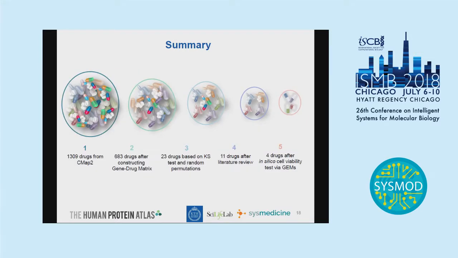So, as a summary, I started with the 1,309 drugs from Connectivity Map 2, and while I was trying to find drug-gene interactions, I found 683 drugs. And after these KS tests and random permutations, it decreased to 23. And after literature review, it was 11.